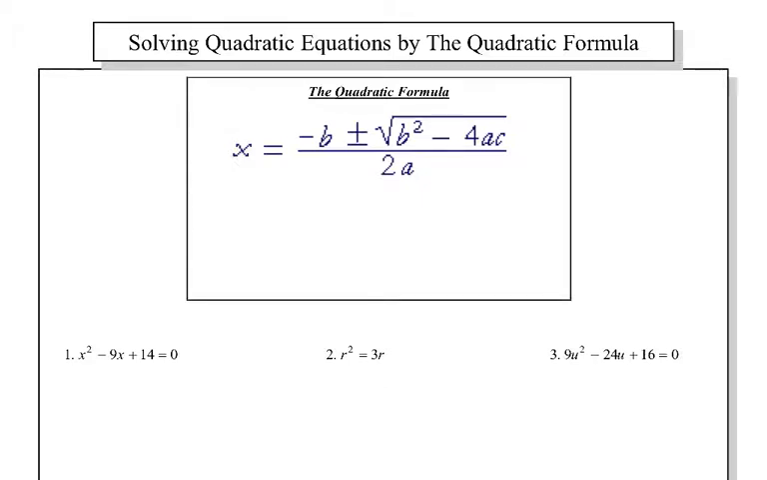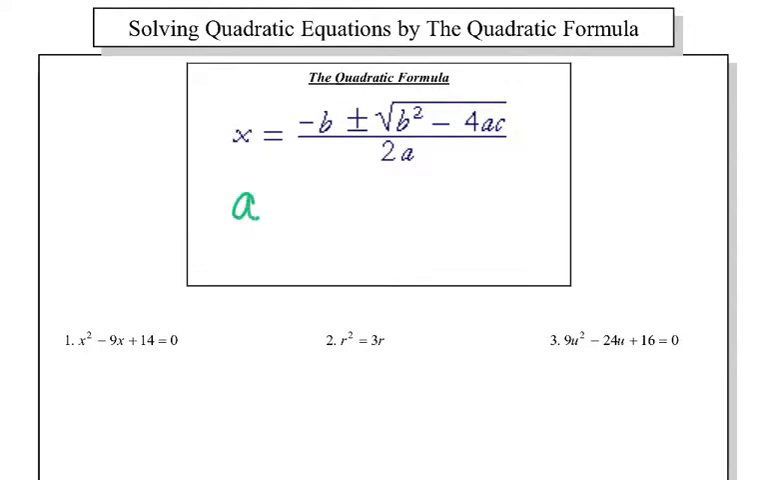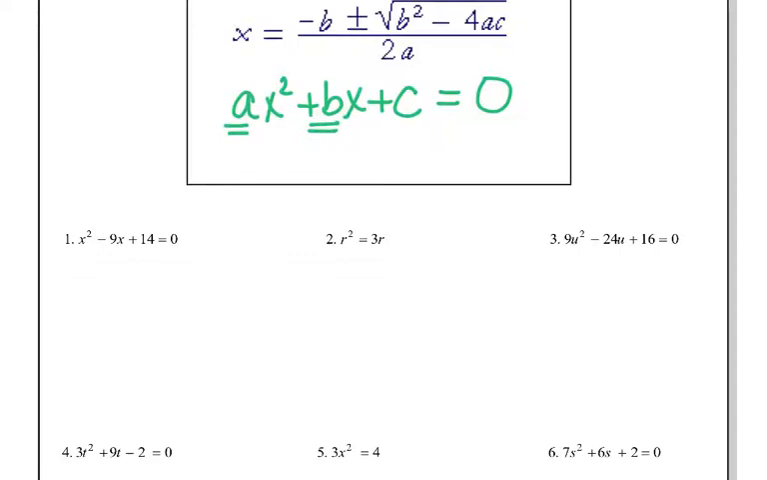And you might ask yourself, well, what's the a, what's the b, what's the c? The a is the number in front of x squared, the b is the number in front of x, and then the c is the constant term. So here, if I'm solving number 1, which can easily be factored, we know that a is 1, b is negative 9, c is 14.